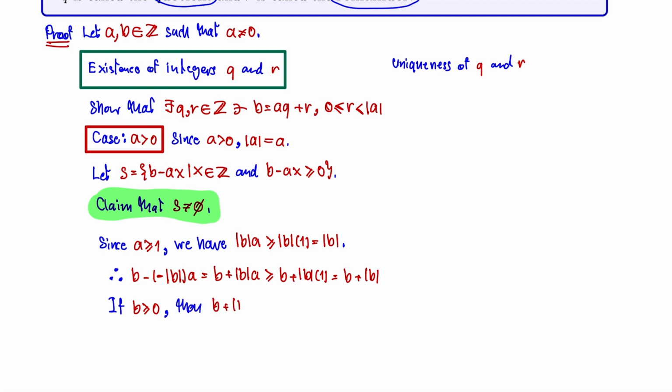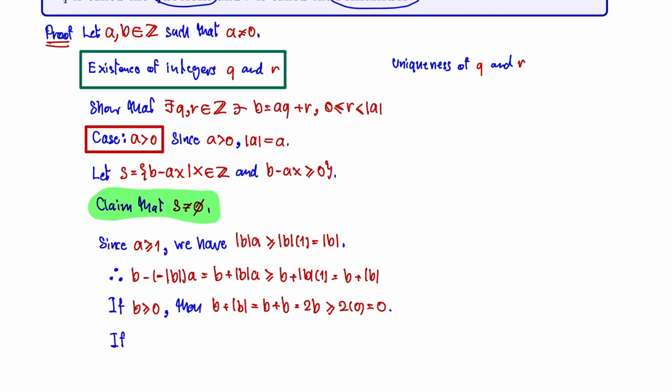So what happens when b is greater than or equal to 0? b plus the absolute value of b becomes b plus b, so it turns out to be 2b. And since b is greater than or equal to 0, 2b turns out to be greater than or equal to 2 times 0, which is 0. So b plus the absolute value of b is greater than or equal to 0.